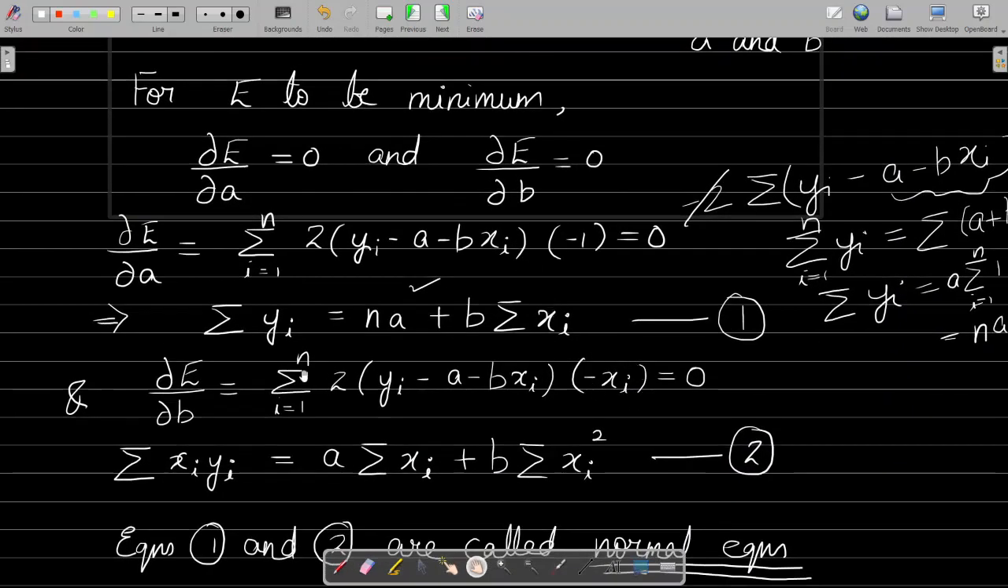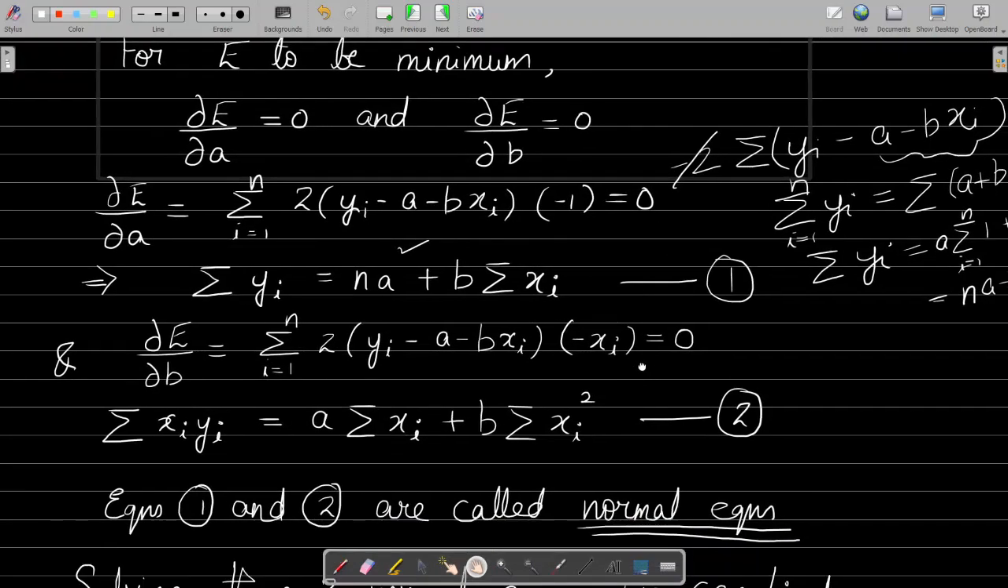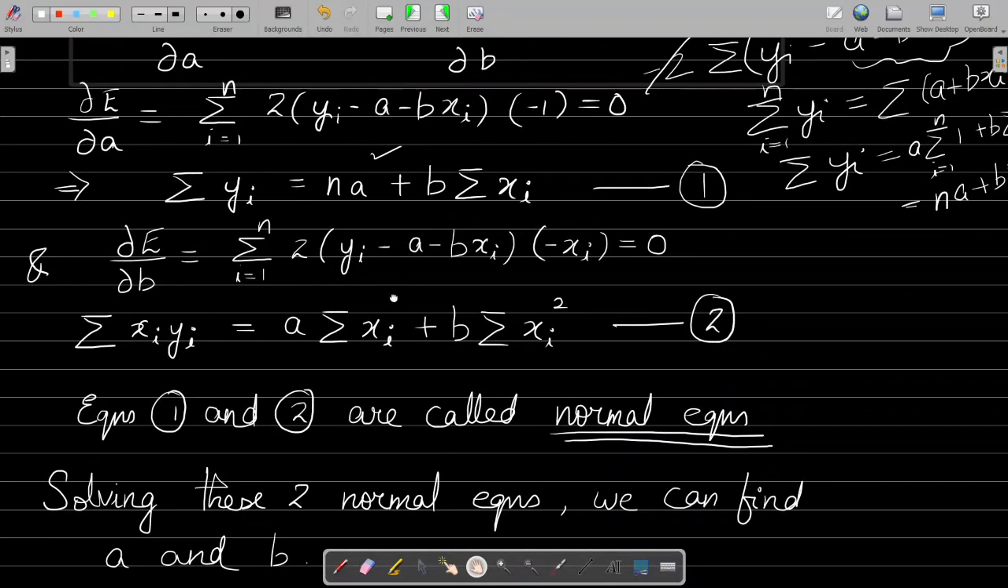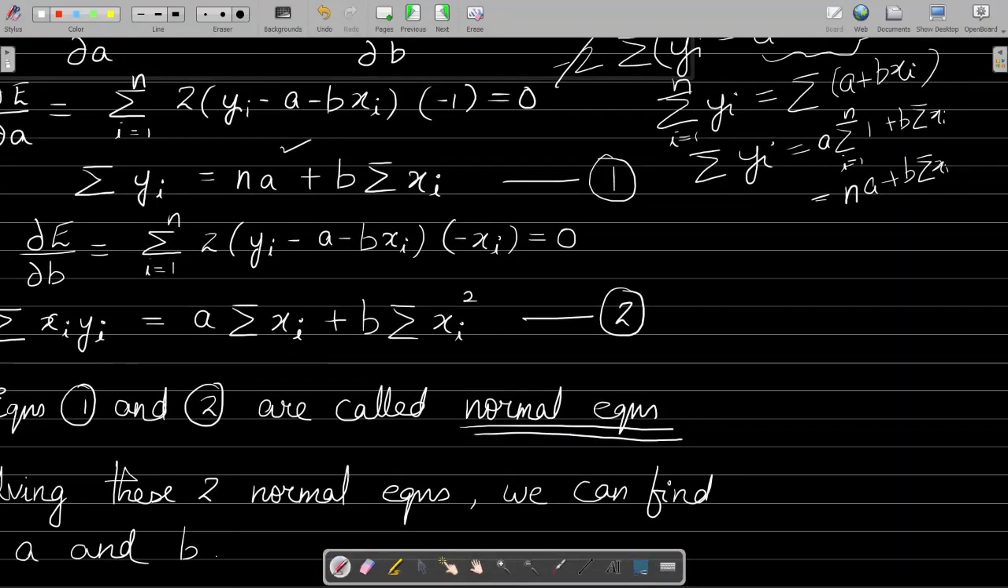That is what is given here. 2 times that quantity into minus xi equal to 0. Now here again I can cancel out 2. Then on the right hand side I'll have something like this: summation yi minus, sorry, I have to first multiply this xi inside. This xi, minus 2, I'm taking it outside, so this xi will be there. So suppose I'm writing minus 2 into summation xi yi minus a xi minus b xi square. I've multiplied that, so this is equal to 0. Now if I divide throughout by minus 2, it will get cancelled.